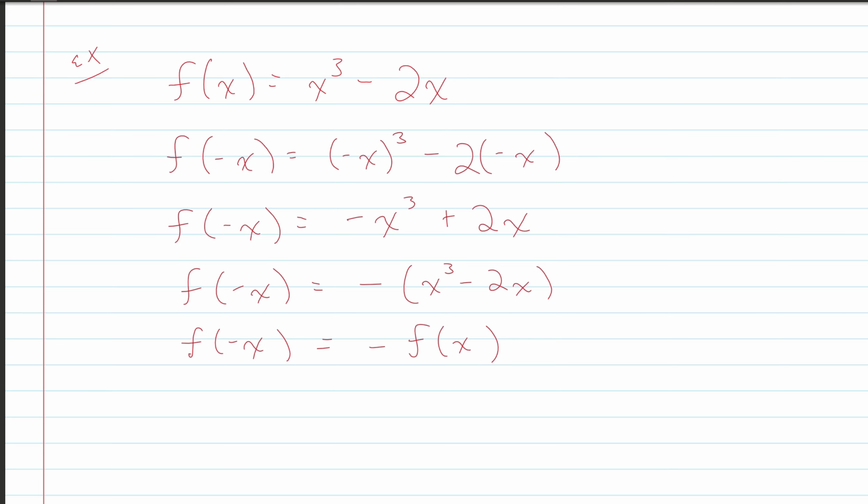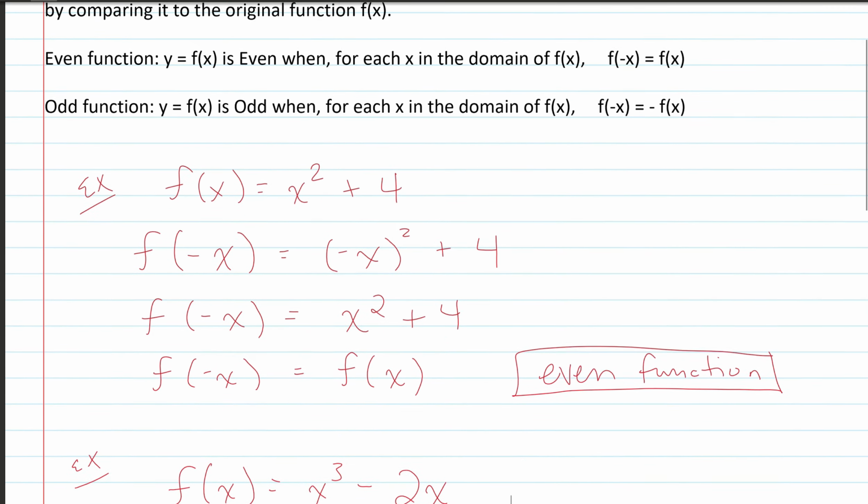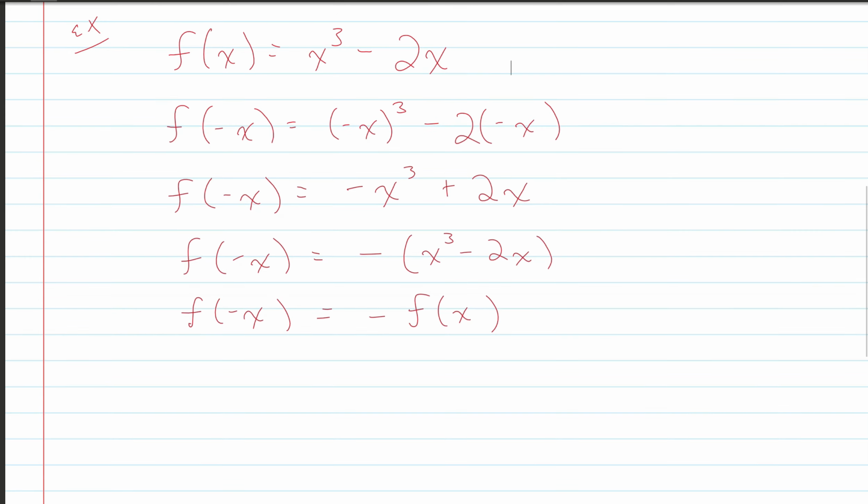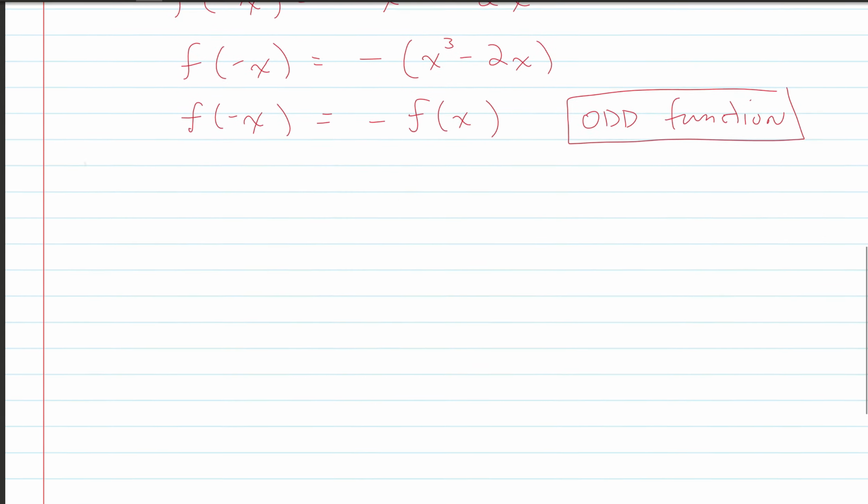That tells us, from looking back up at the categories, it looks to be an odd function, because when you plug in a negative x, you get negative f of x, which is what we received. So f of x equals x to the third minus 2x is odd. All right, let's take a look at a third example.